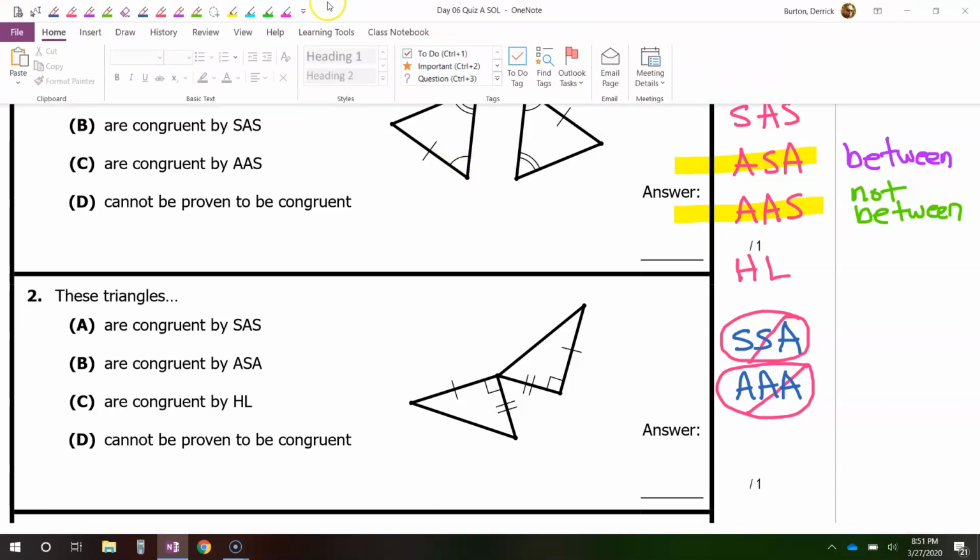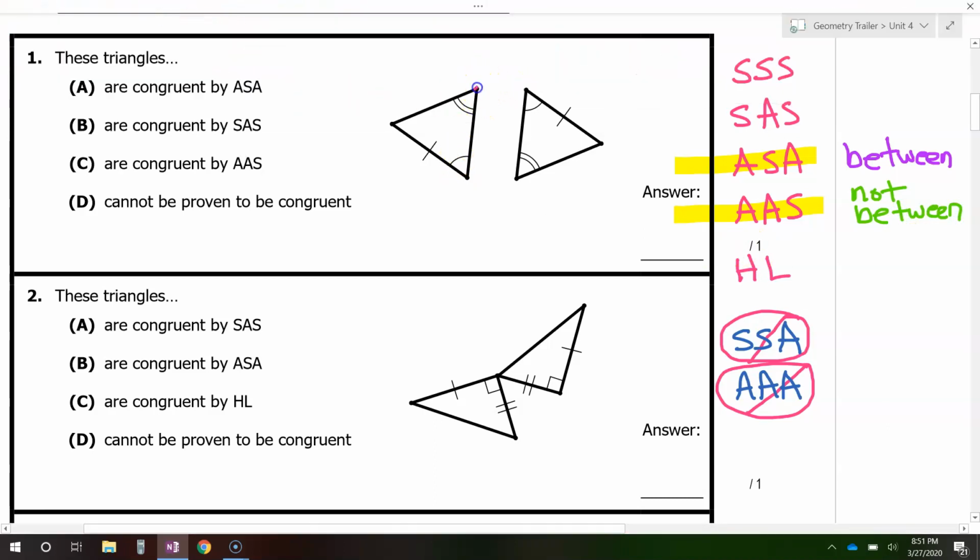Now, what do I mean by that? Look at the angles. So I have an angle here and I have an angle here. If I connect those 2 dots, that shows me which side is between the 2 angles. This is the side that's between. However, the side that I have marked is a different side, a side that is not between the 2 angles. So, since the side is not between, I'm going to choose angle, angle, side. So these triangles are congruent by angle, angle, side, which is option C.